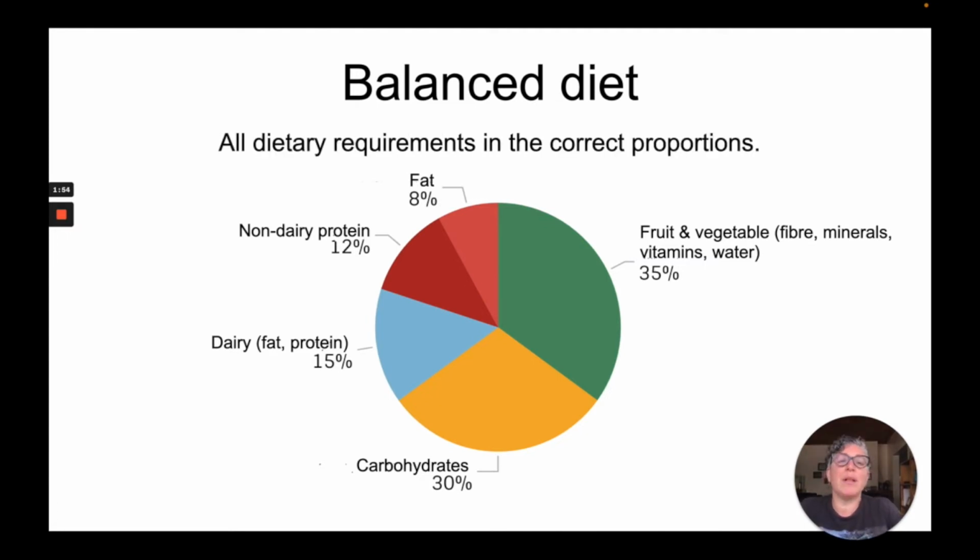So this is what we call a balanced diet. And this means that all the dietary requirements that we previously mentioned are in the correct proportions. It's not just I'm having a heap of carbohydrates and a heap of fruits and vegetables and a heap of protein, but I'm eating a certain amount of carbohydrates compared to a certain amount of fruits and vegetables in order to get the correct requirements for each of those 7 molecules.